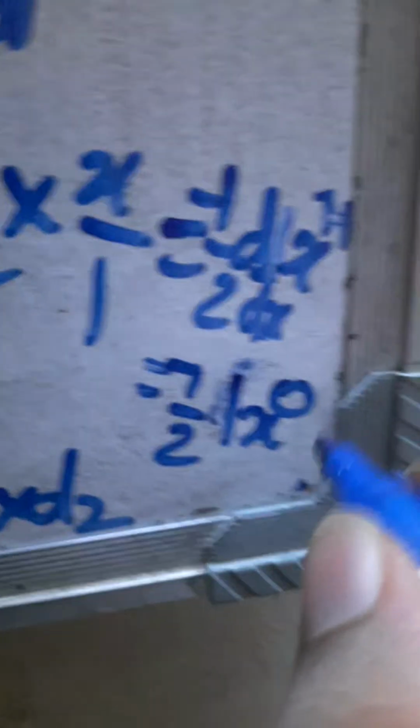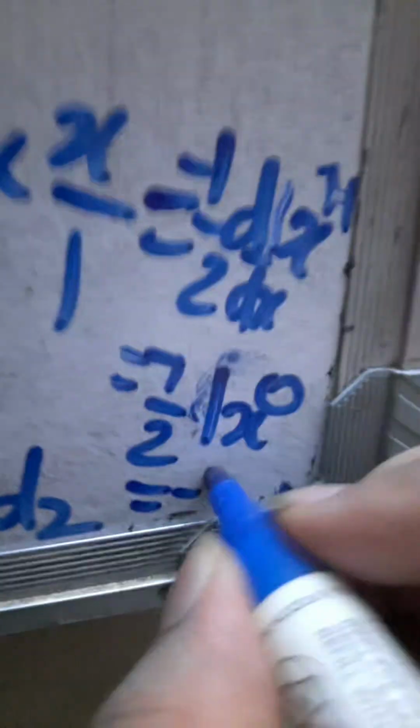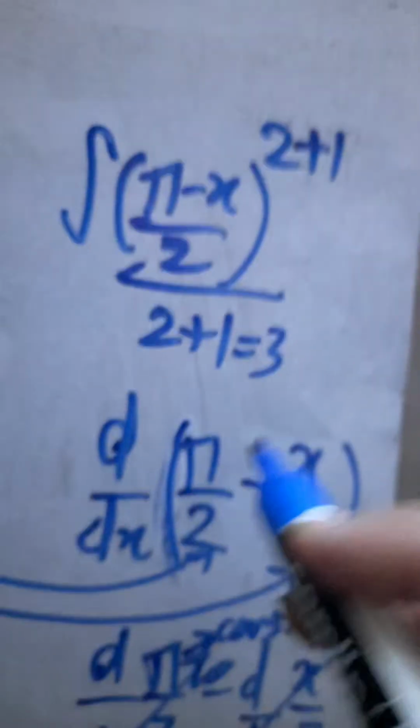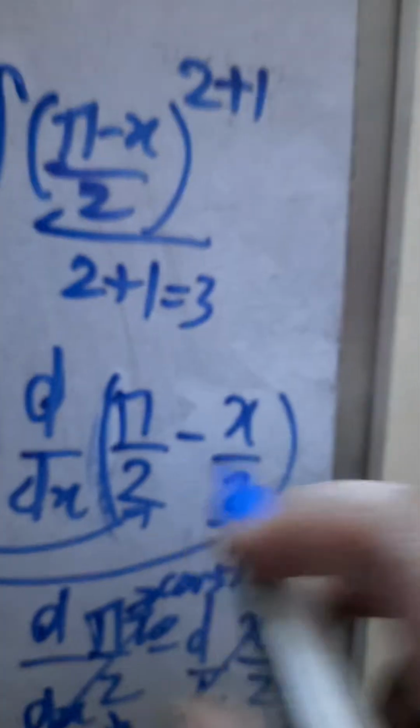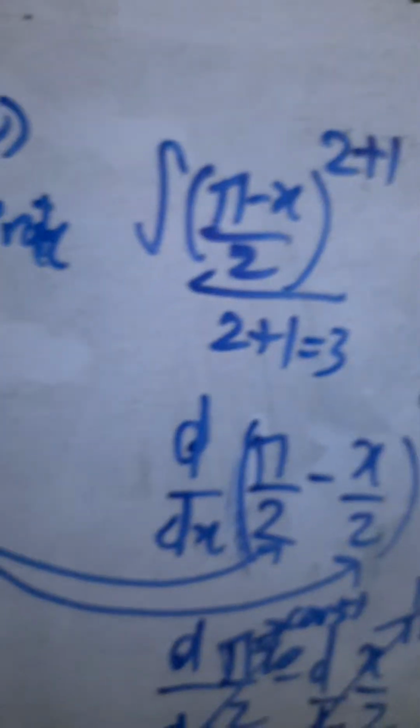So 1 into x raised to 0 is x raised to 0, and x raised to 0 is always 1, and 1 into minus half is minus half. This is half, by the way. And we have to subtract it from 0. So 0 minus half is minus half. So this is the derivative of pi by 2 minus x by 2.